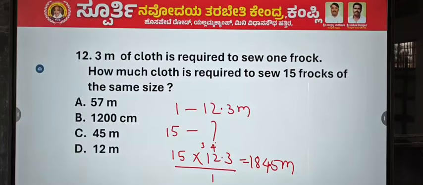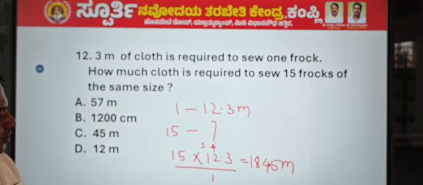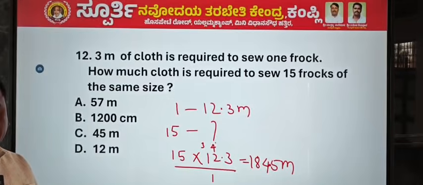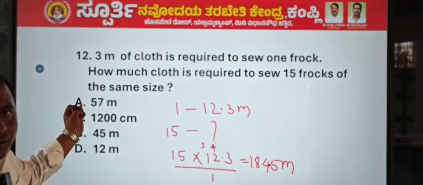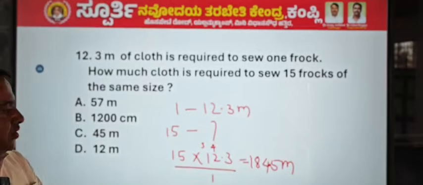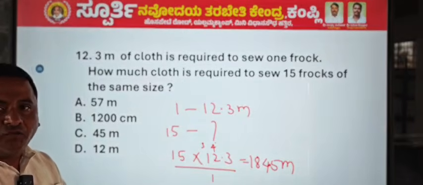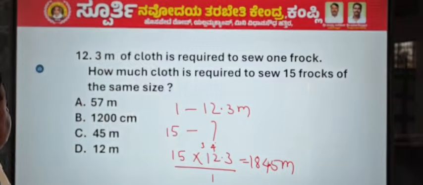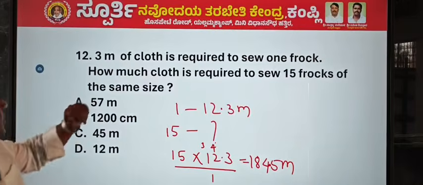Here, options. 184.5 meter. Wrong options are given here. They are given wrong, therefore it is 184.5 meter. Okay, mistakenly they have given a wrong option. So the answer is 184.5 meter. Here 12.3 for one frock. No, 3 meter, only 3 meter.